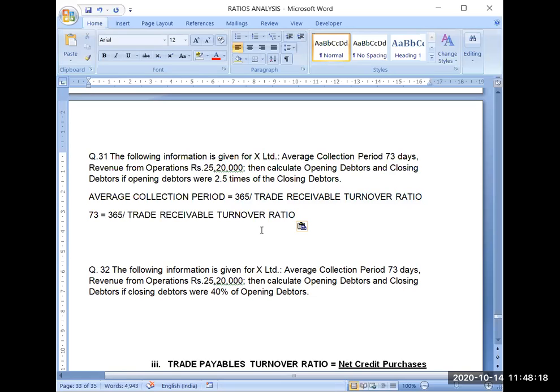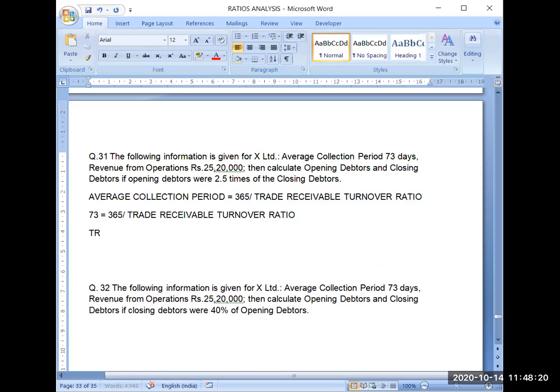C65 upon trade receivable turnover ratio, and in this manner trade receivable turnover ratio is equal to 365 upon 73. So it will be 5 times. So with the help of average collection period, I have calculated trade receivable turnover ratio. Now I will move to the next formula.